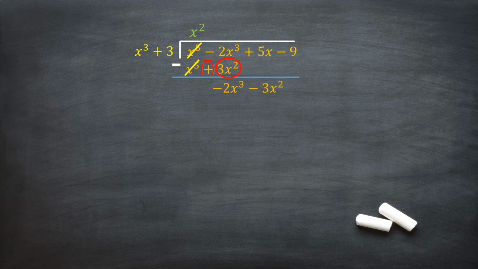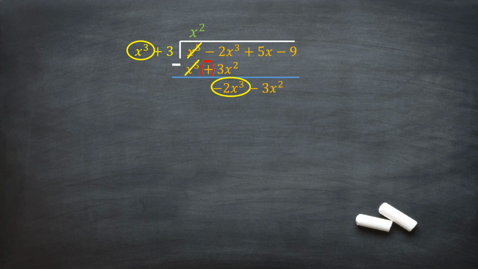Each time we simplify, we will be doing the same process like what we did from the start. So again, we will focus on dividing the first terms. Negative 2x cubed divided by x cubed. Again, we will first divide the coefficient. Negative 2 divided by the coefficient of x cubed, which is 1. So that is just negative 2.